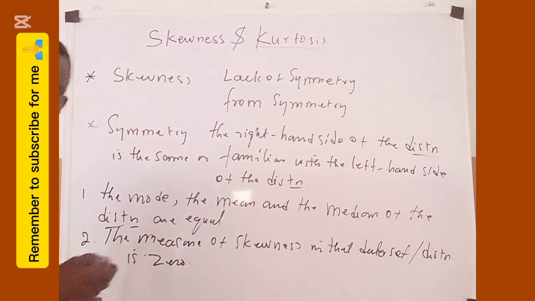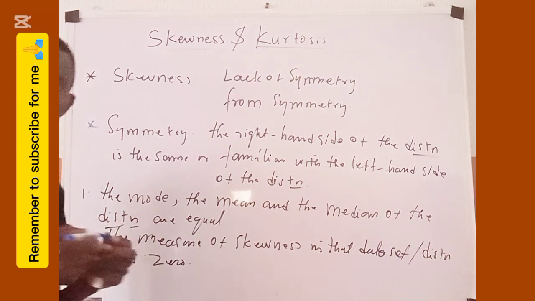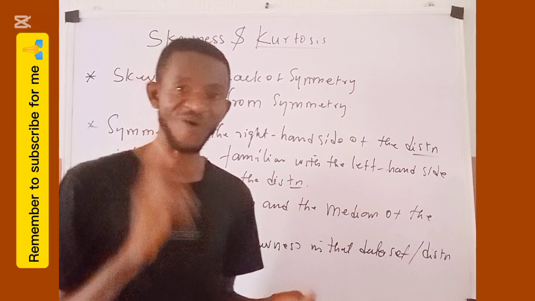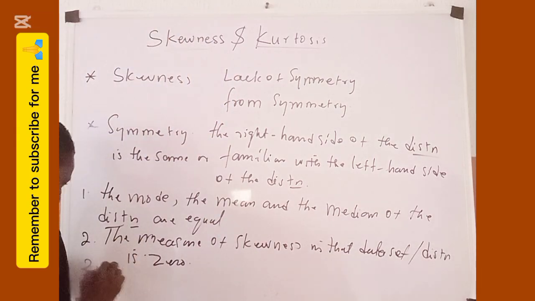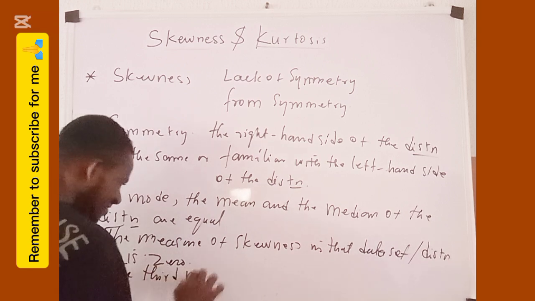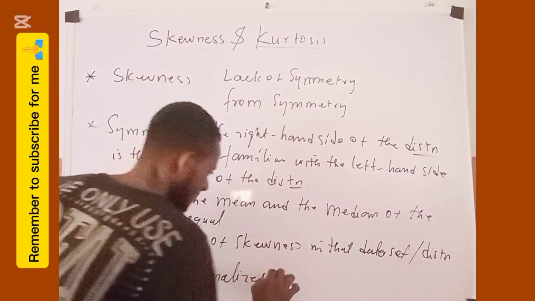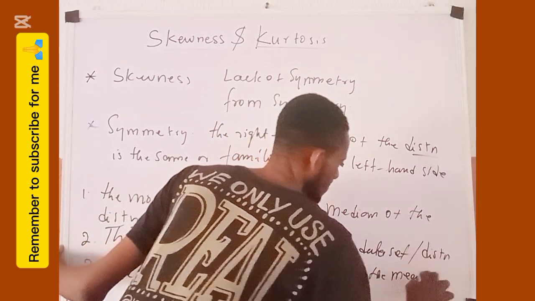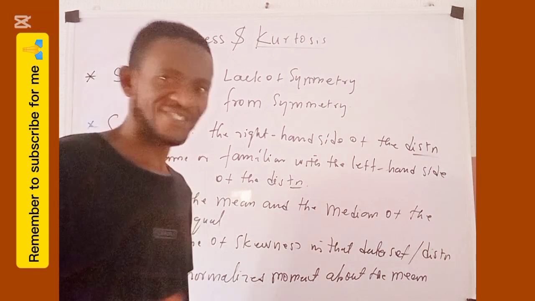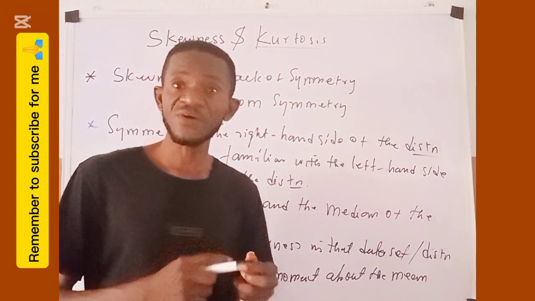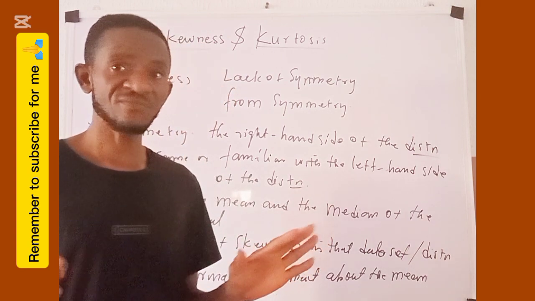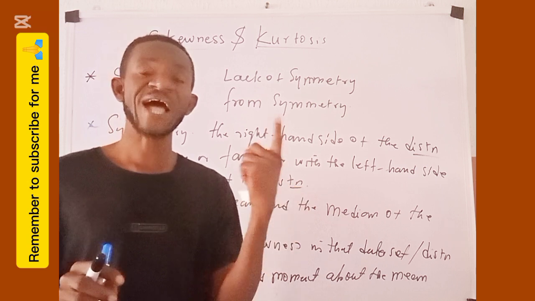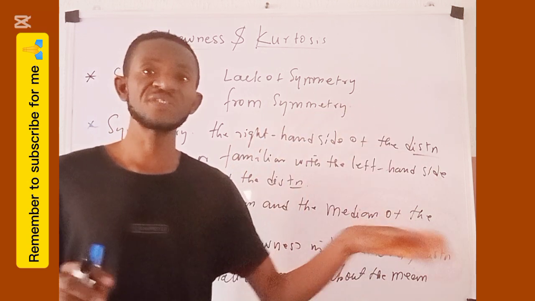Then the third thing that will happen here, number three, is that the third normalized moment about the mean of that data set or distribution is zero or approximately zero. So anytime from our data set or distribution these conditions are satisfied, the quick conclusion we arrive at is that the data set or the distribution we are dealing with is symmetrical.